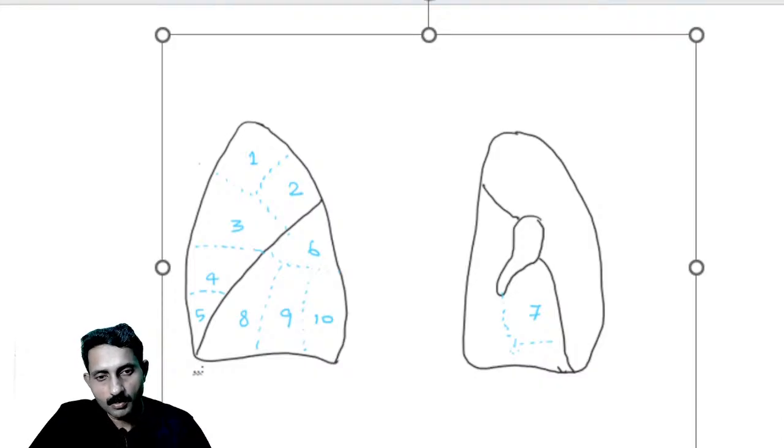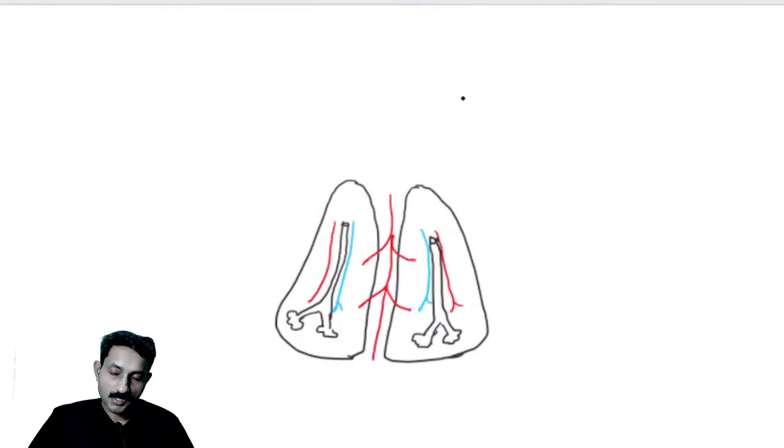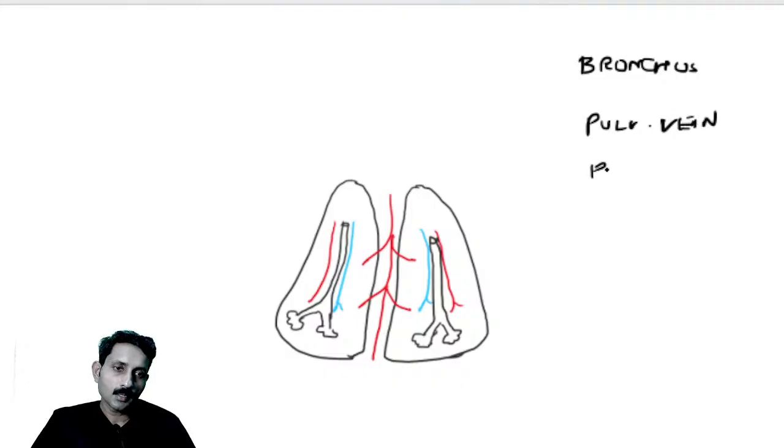Now, what is this bronchopulmonary segment? Why is it a concern? And the question is not directly about the number, it is about some more structures. Now, bronchopulmonary segments will have a bronchus, pulmonary vein, okay, pulmonary artery, bronchial artery.